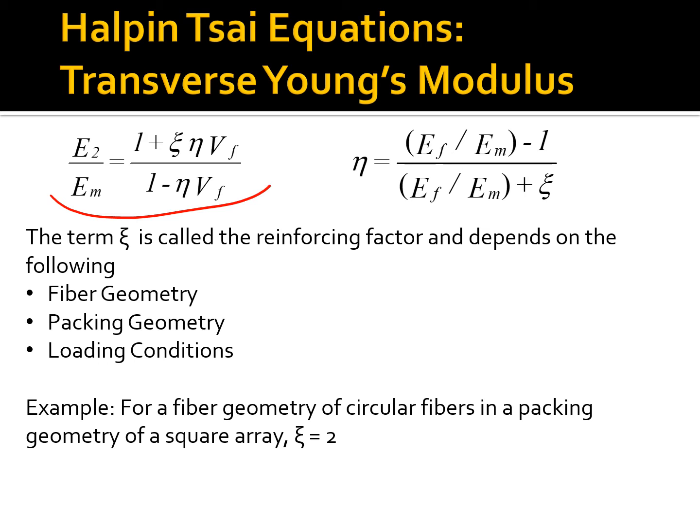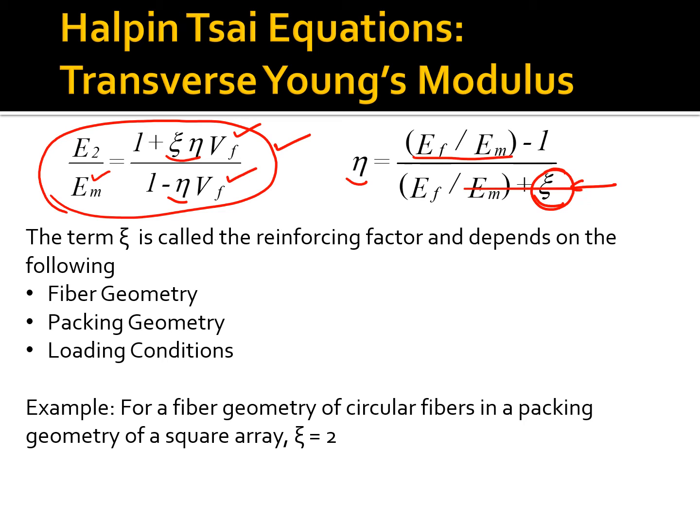This is the formula which they came up with for E2. In order to calculate E2 by using the Halpin-Tsai equations, you need the Young's modulus of the matrix, you need the fiber volume fraction, of course, and then you have these two new parameters coming in, xi and eta. However, eta is based on a ratio of the fiber Young's modulus to the matrix Young's modulus right here, and you have xi right here. So in fact, you have only one unknown, which is xi, because if you know xi, you can calculate eta, and then you'll be able to use this particular formula.